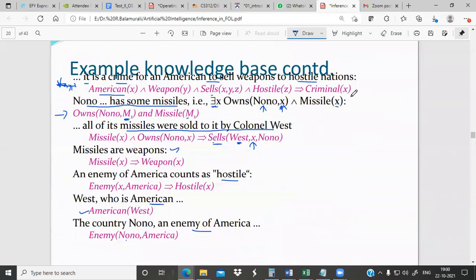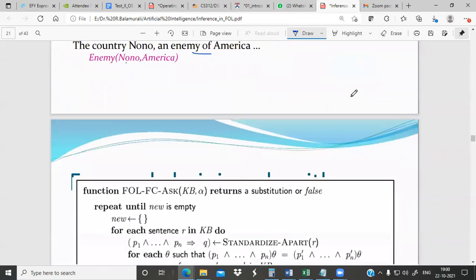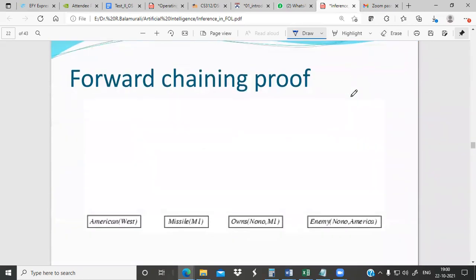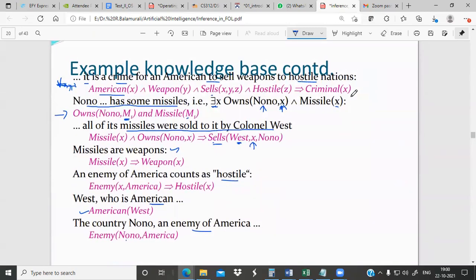After representing in FOL, we can apply forward chaining. Forward chaining is quite similar to how we did it in propositional logic. With forward chaining, we'll take first every statement before performing forward chaining.